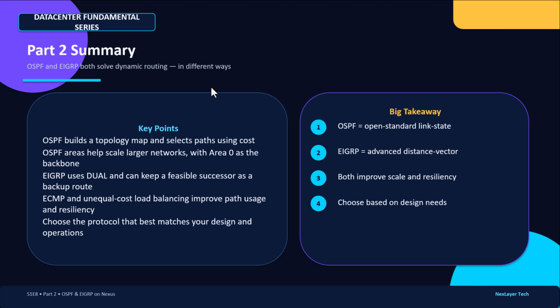EIGRP is an advanced distance vector protocol that uses DUAL. It selects a successor as the base path and may maintain a feasible successor as a loop-free backup. EIGRP can also support unequal cost load balancing using variance. OSPF is often preferred in multi-vendor environments, while EIGRP may be effective in Cisco-focused networks. The best protocol is the one that matches the technical and operational requirements of the network.